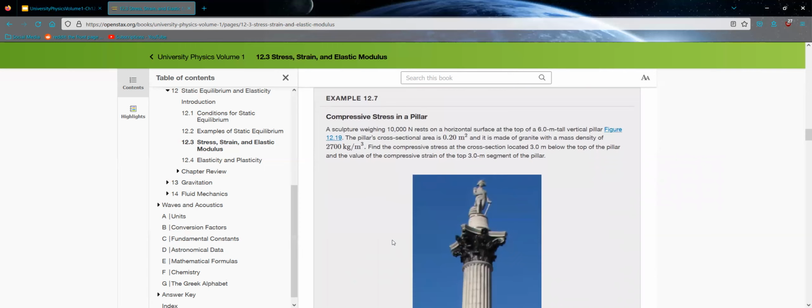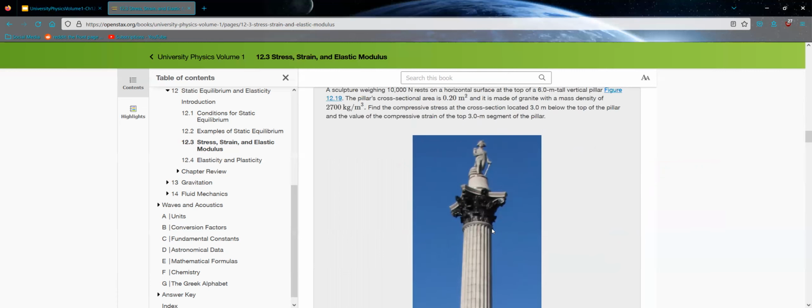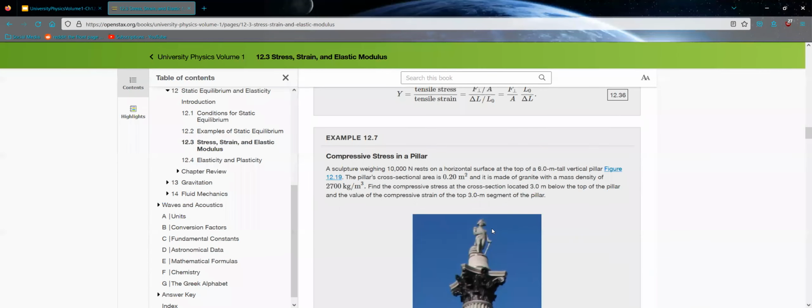So here we have an example of a sculpture weighing about 10,000 newtons, resting on a horizontal surface, static equilibrium, etc., at the top of a 6 meter tall vertical pillar. So this heavy dude here on top of a 6 meter vertical pillar. The pillar's cross-sectional area is some 0.2 fifth of a meter squared. It's made up of granite with a mass density of 2,700 kilograms per cubic meter.